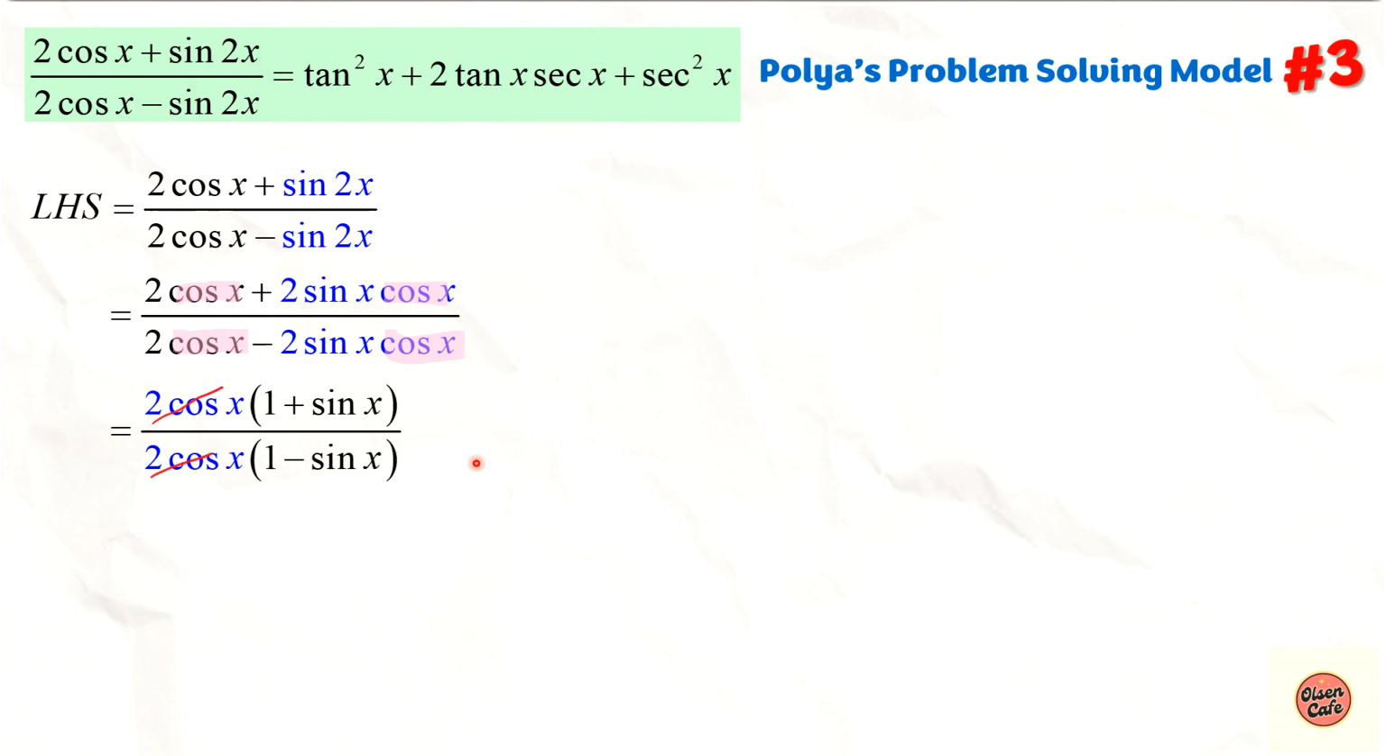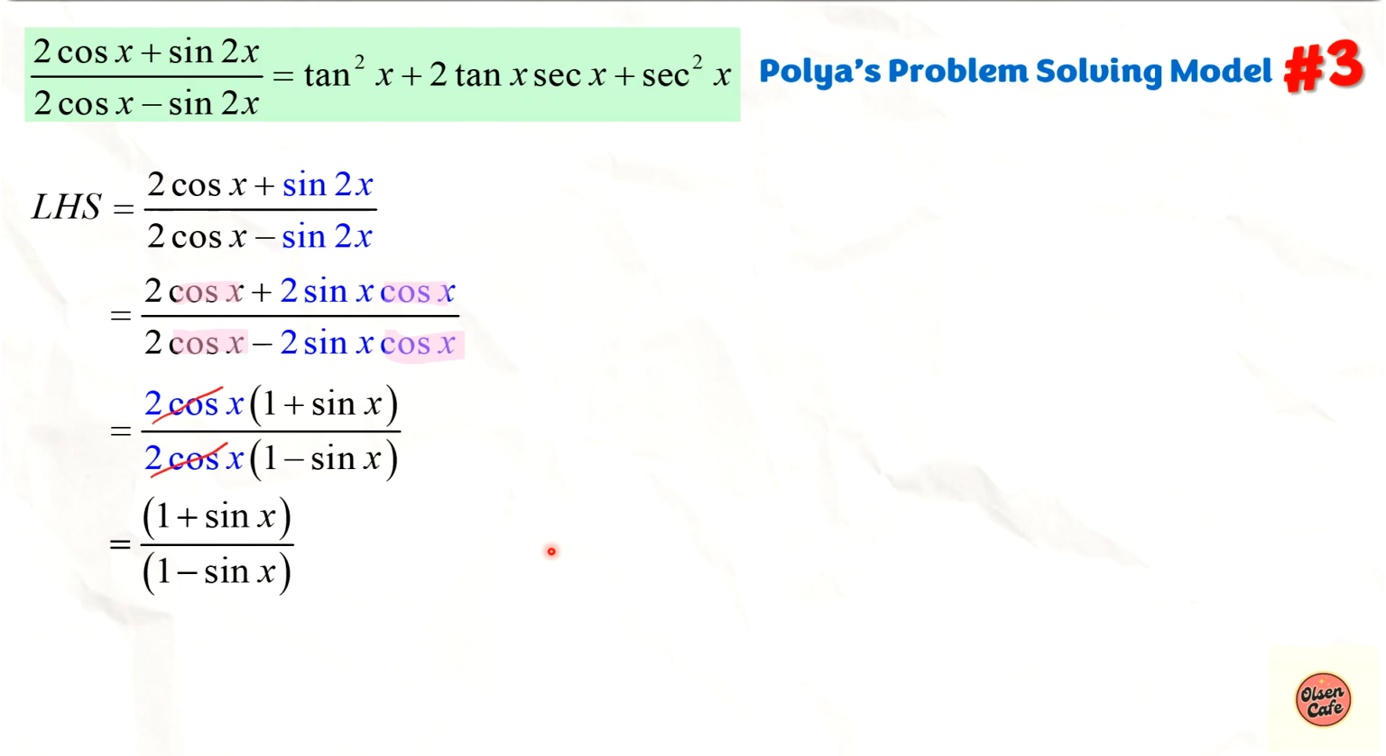Now I can simply cancel away 2 cosine x, and this will give us 1 plus sine x divided by 1 minus sine x. At this stage, a lot of students will get stuck. They do not know what to do because they realize that with 1 plus sine x and 1 minus sine x, there is no way to further simplify the expression. At this point, you can simply work out the right-hand side and see what you get, and then try to sum it back and see what you get.